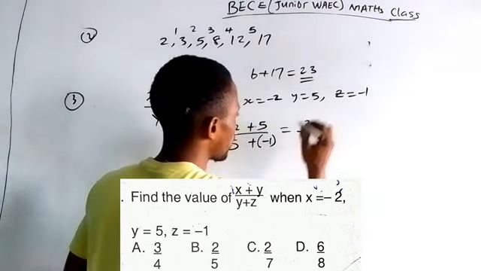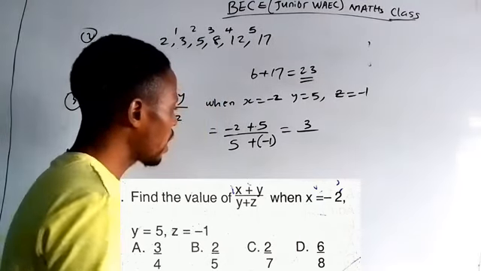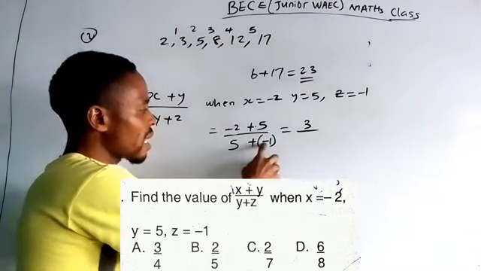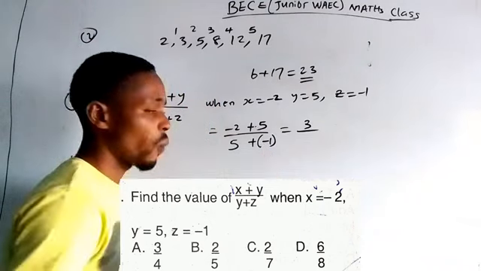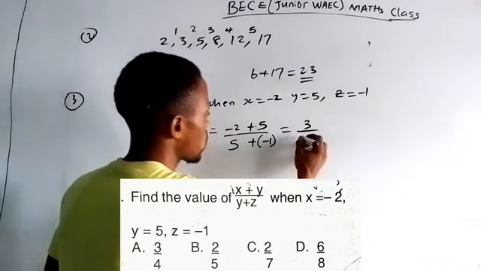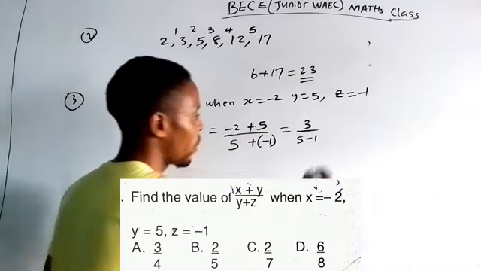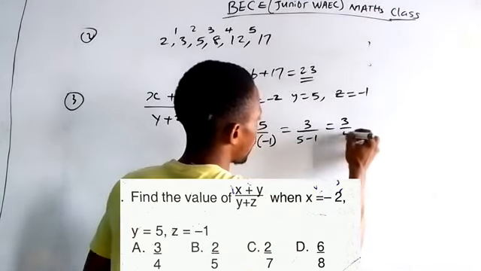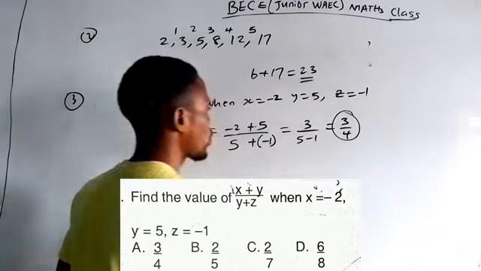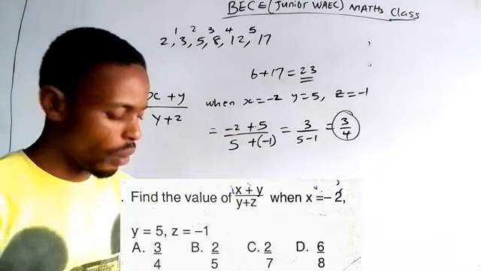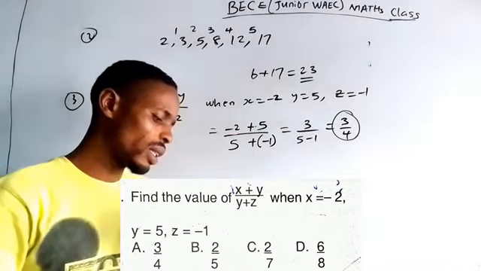Divided by, so here now let's open the bracket. Minus times plus times minus, we get minus. So we have 5 minus 1, which gives us 4. So the answer is equal to 3 over 4. So the answer to this question is 3 over 4, that is option A.